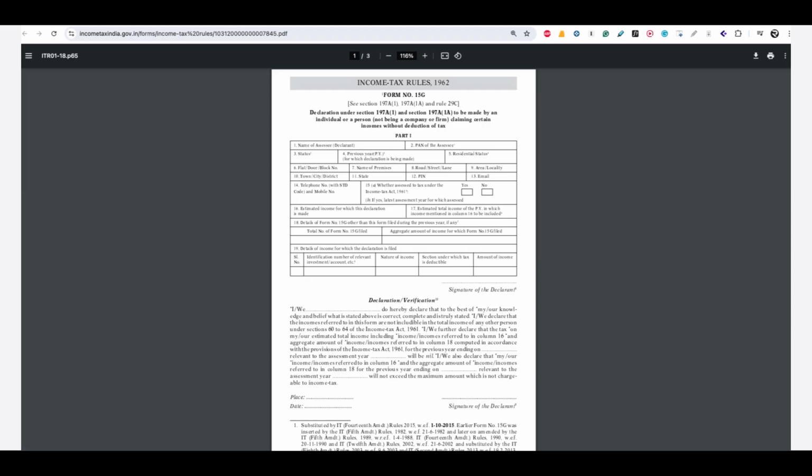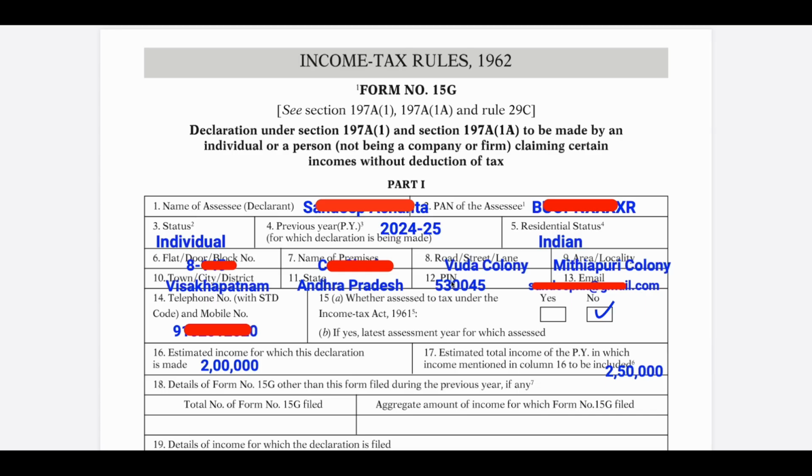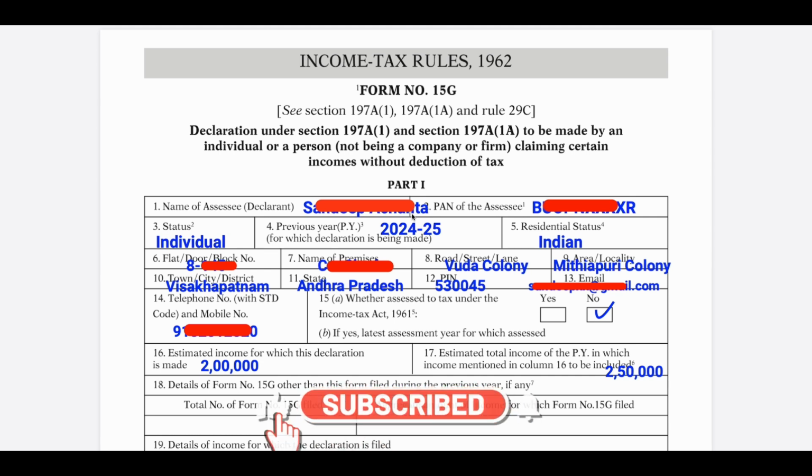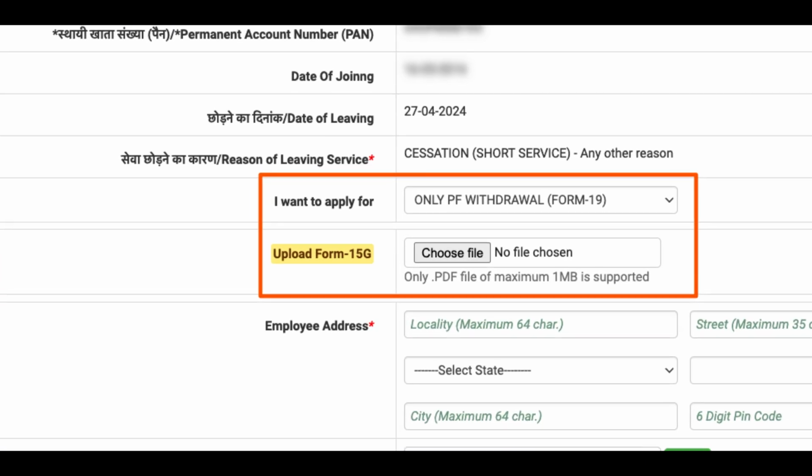You can download Form 15G from the Income Tax India website. I will give that link in the video description below. Just click on that link and you can download this Form 15G. Actually, you have to fill this with a blue or black pen. I have filled it on Adobe Acrobat Reader, but you have to fill it manually with a blue or black pen, and you have to upload the scanned copies on the UAN member portal when you are submitting Form 19.